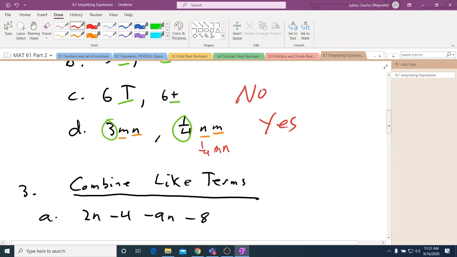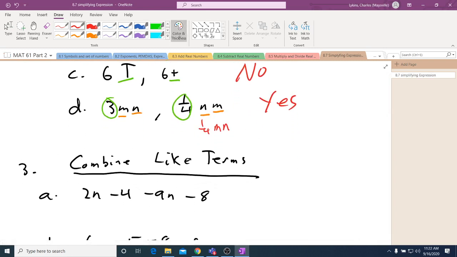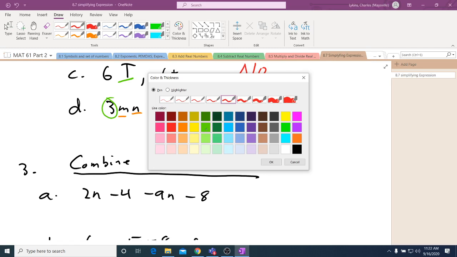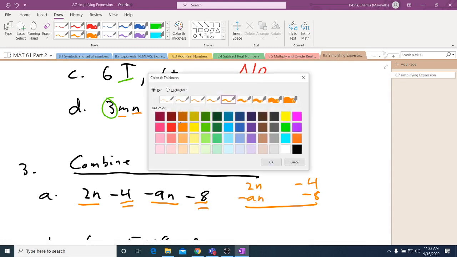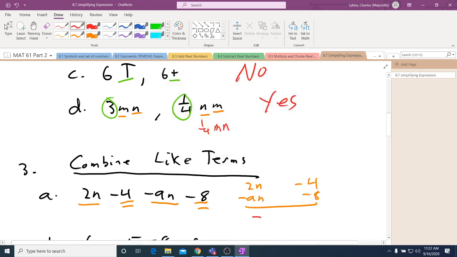Okay, combining like terms. One thing I like to teach, from when I was taught going through grade school, is we would make marks of like terms. So I'm going to underline when I see an n, and then the number I'm going to underline twice. So what I'm doing is I'm taking 2n minus 9n, and I'm also taking -4 and -8. So 2 minus 9 is -7n, and then I've got a -4, -8. If you owe me 4 and owe me 8, you owe me 12, so that's going to be -12.